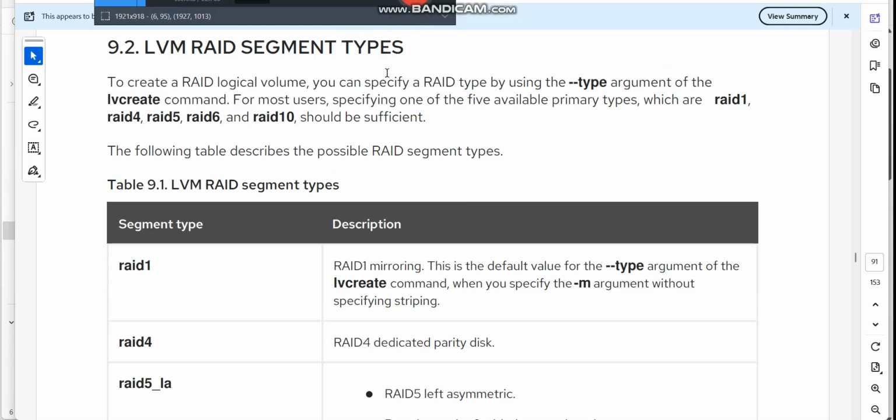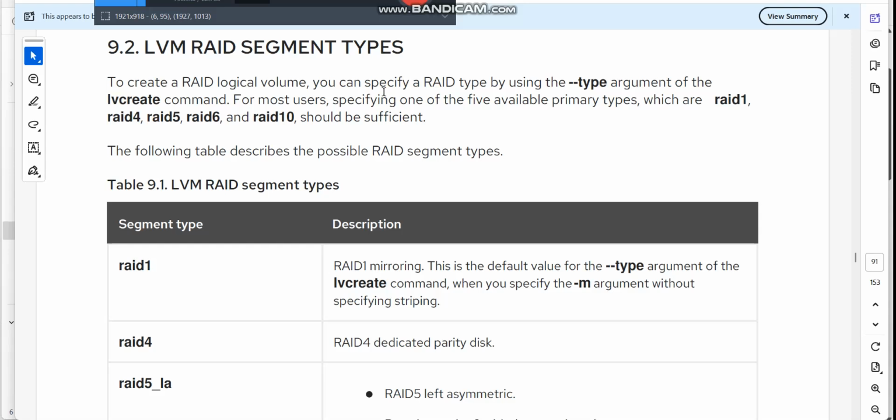LVM RAID segment types. To create a RAID logical volume, you can specify the RAID type by using the --type argument of the lvcreate command. For most users, specifying one of the 5 available primary types, which are RAID 1, RAID 4, RAID 5, RAID 6, and RAID 10, should be sufficient.